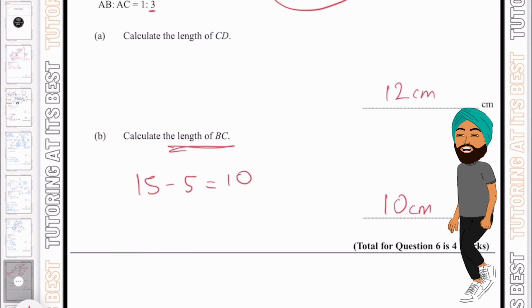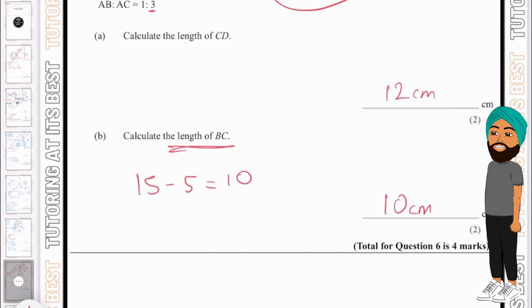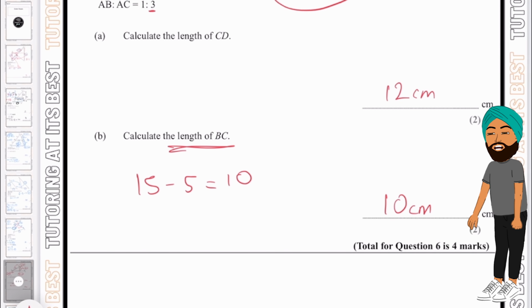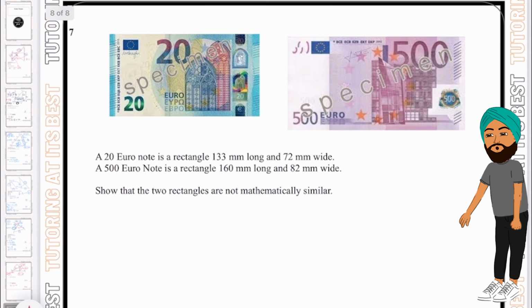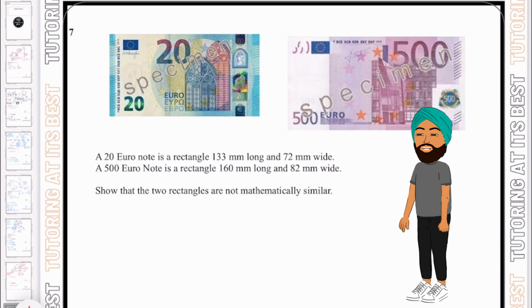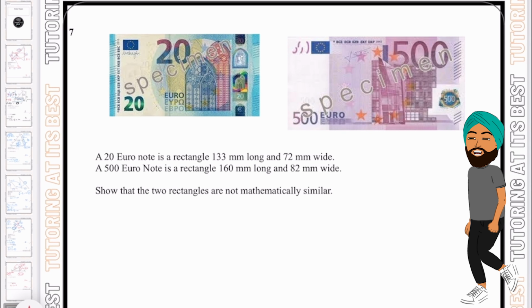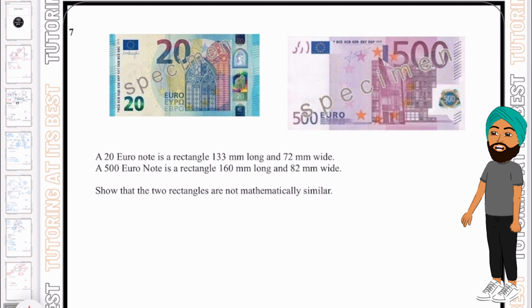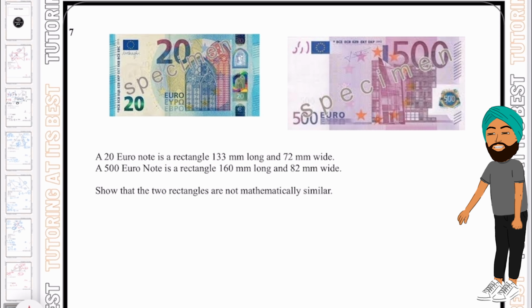Marvelous. Okay, you've been doing really well. So let's now move over into the final question here. So we have a 20 euro note, which is a rectangle 133 millimeters long and 72 millimeters wide. And we also have the measurements for a 500 euro note. So we now need to show that the two rectangles are not mathematically similar.